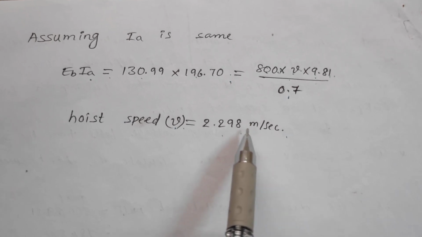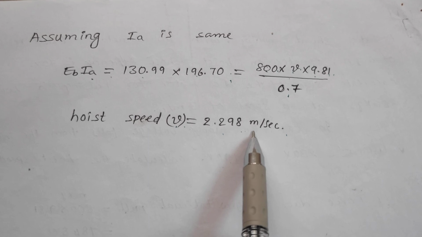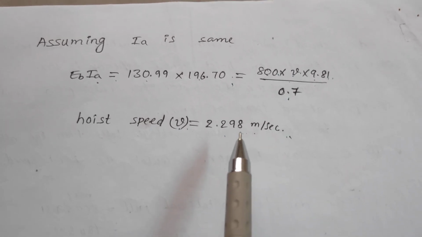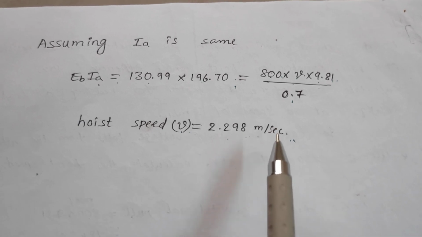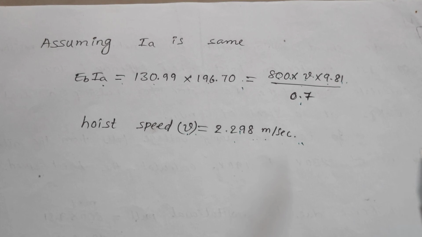So the hoist speed is reduced to 2.298 meters per second when we reduce the voltage from 230 volts to 190 volts. That's what this problem is. Thank you all.